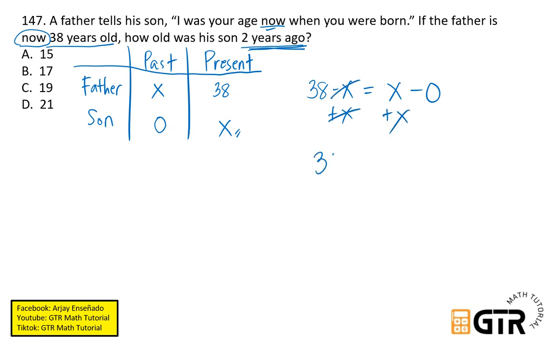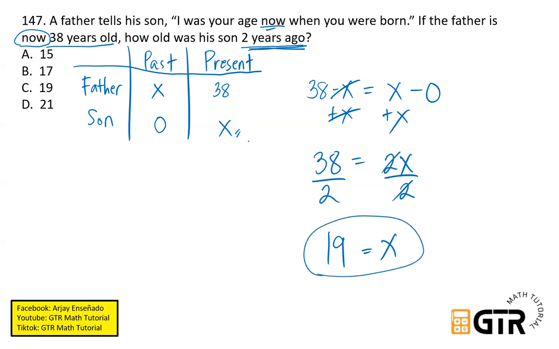Okay, so we have 38 equals 2X, and then divide both sides by 2. Therefore X is equal to 19. So ito yung X equals 19, ito yung present age. Present age yan, so baka may magkamali dito dahil nasa choices yung 19.